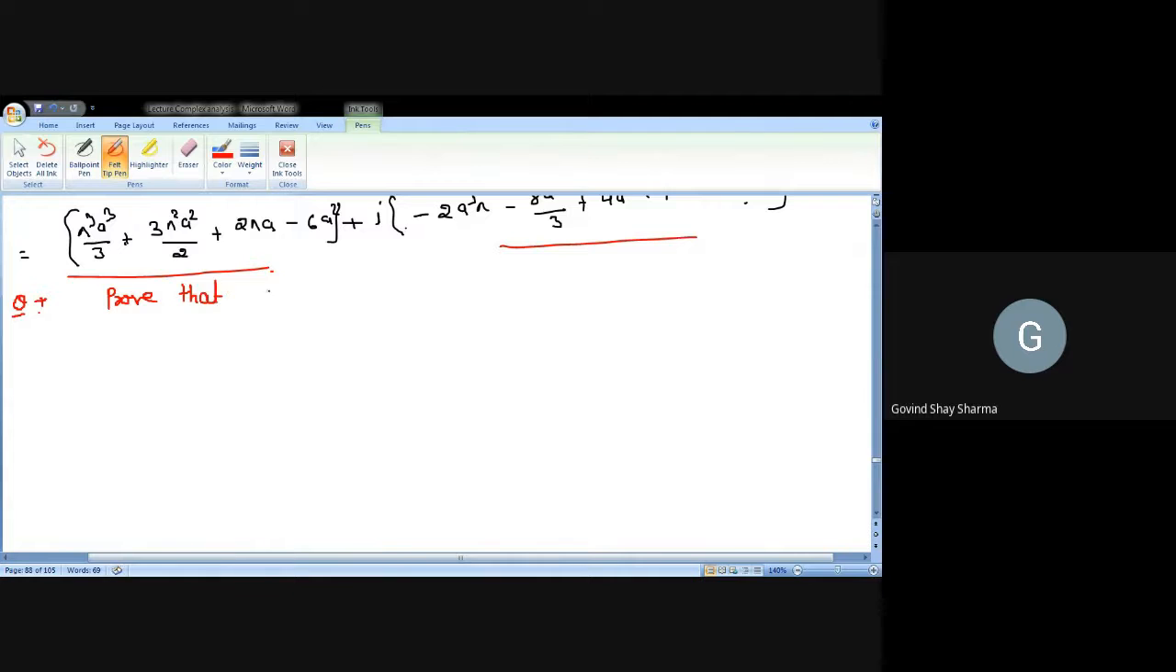Prove that the integral of 1 upon z dz is equal to minus iota pi or plus iota pi, if the curve is a semicircular arc.